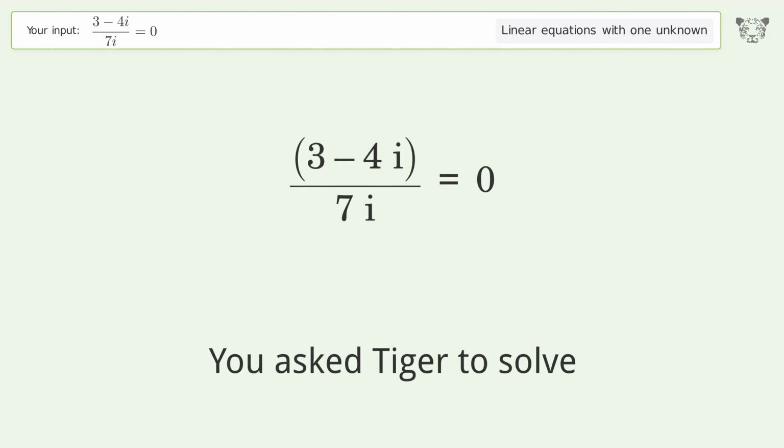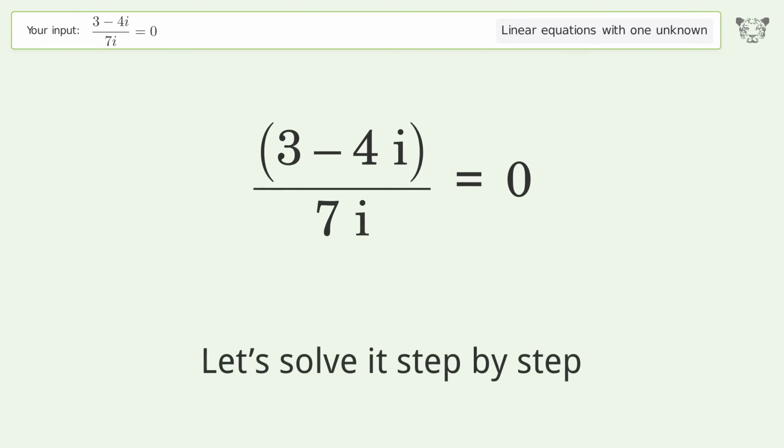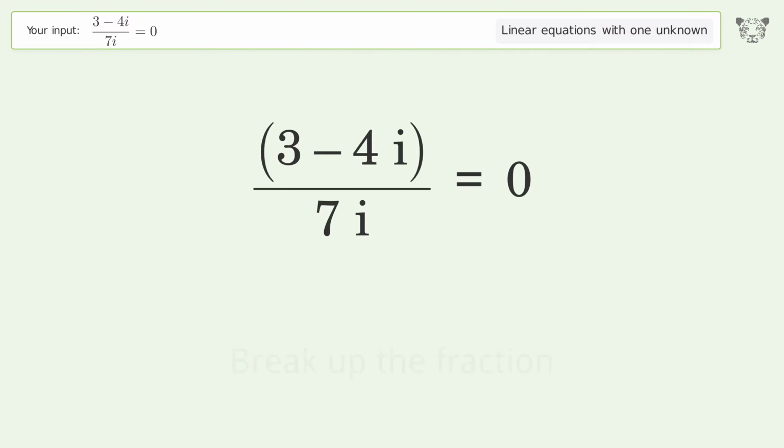You ask Tiger to solve this. This deals with linear equations with one unknown. The final result is I equals 3/4. Let's solve it step by step. Simplify the expression. Break up the fraction.